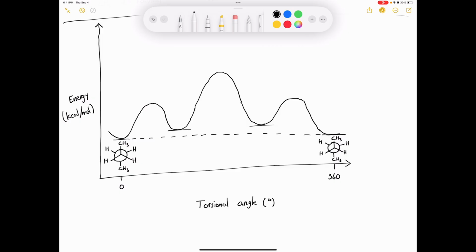Now we rotate the back carbon by 60 degrees. We get the first eclipse conformation right here. And the eclipse conformation is higher in energy than the most stable staggered conformation by a certain number of energy units, which I'll go into.